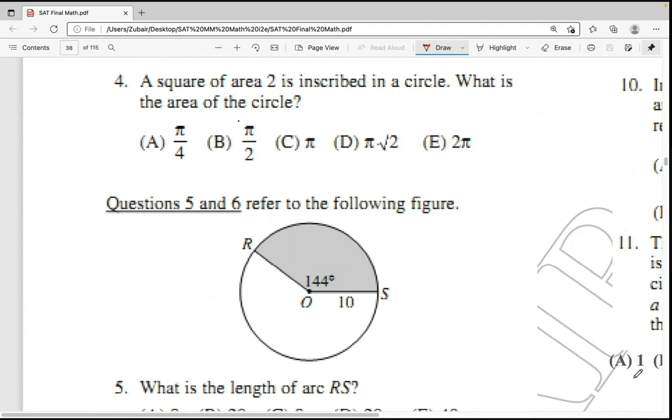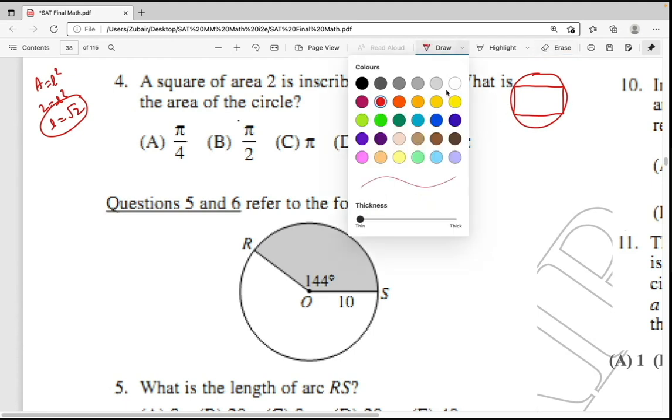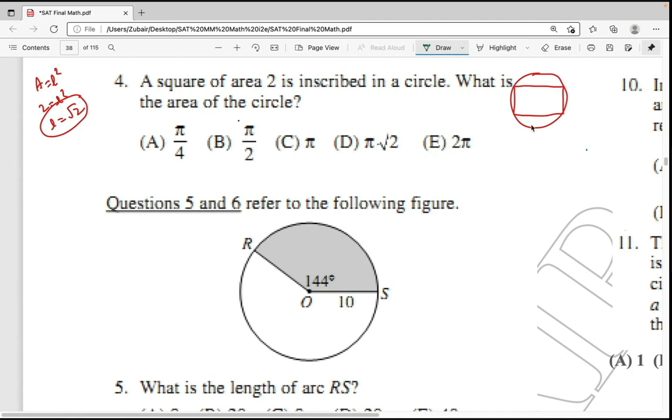Okay. The square of area 2 is inscribed in a circle. So basically, we have a square inside the circle. And if the square has area 2, that means area equals length square. 2 is equal to length square. So length is equal to square root 2. One of the sides is square root 2. Sir, can you let me solve? Sure, sure. Although I have more questions for you, but you can take it.